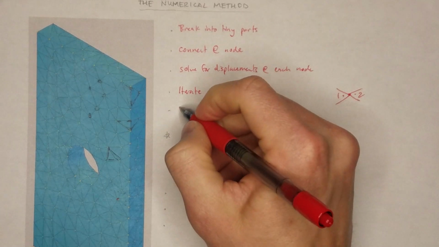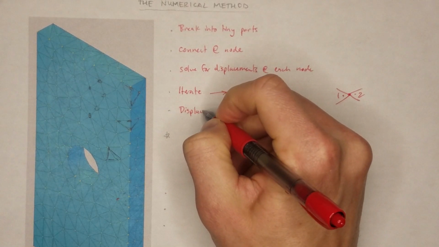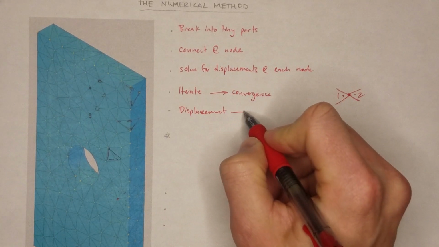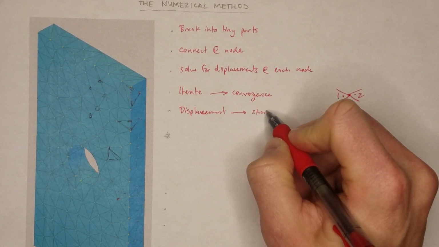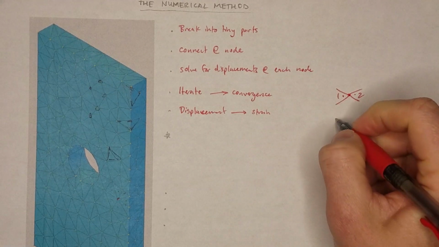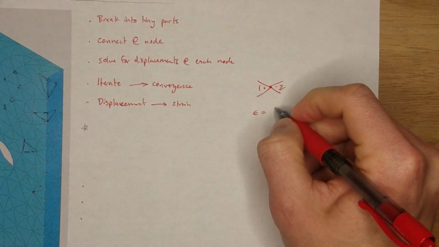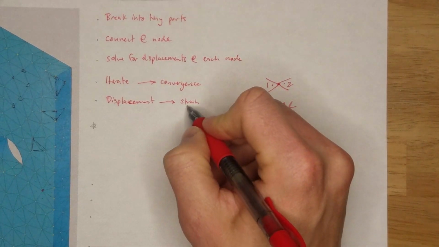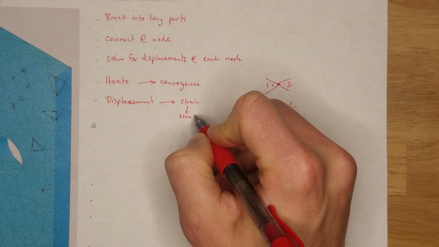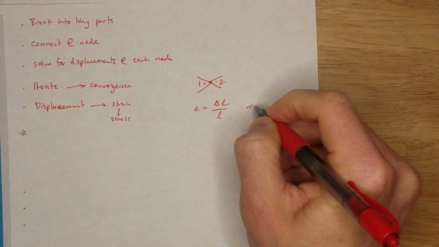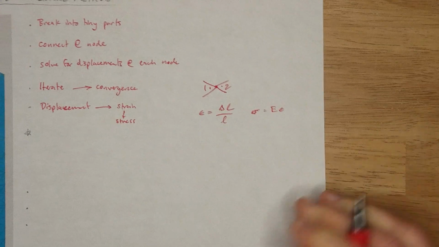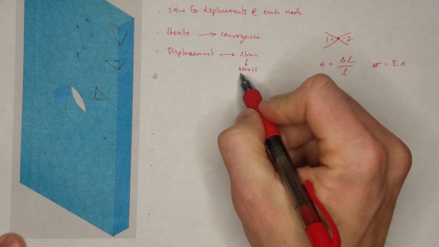And so now that I've got a displacement value at each node, I'm going to convert that displacement into a strain. And we know that strain is delta L over L. And then I'm going to convert that strain into a stress. Stress being Young's modulus times strain. And then that's how I get my stress plot, and that's really what I care about.